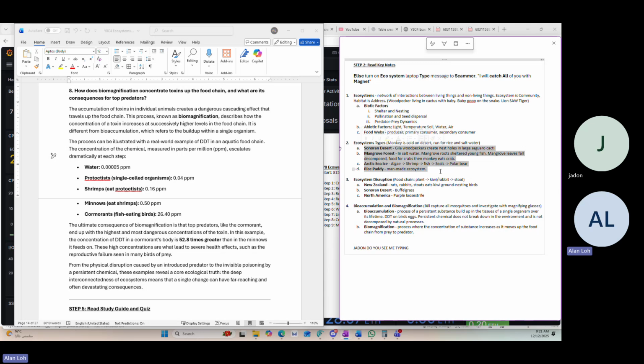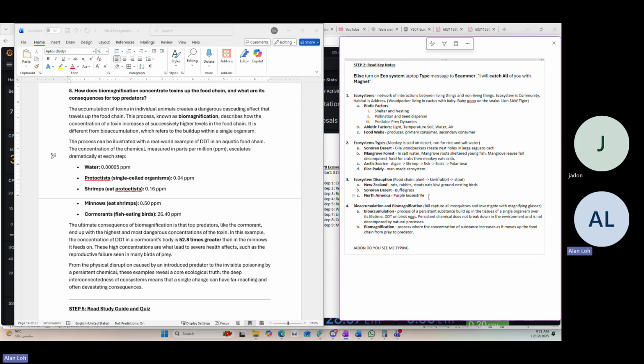Then the next drawer is about the types. And there are 4 types. 3 types are natural, 1 type is man-made. We have the desert, we have the mangrove forest, we have the Arctic, and we have the rice paddy in Malaysia. Yes or no? Agree? Agree.